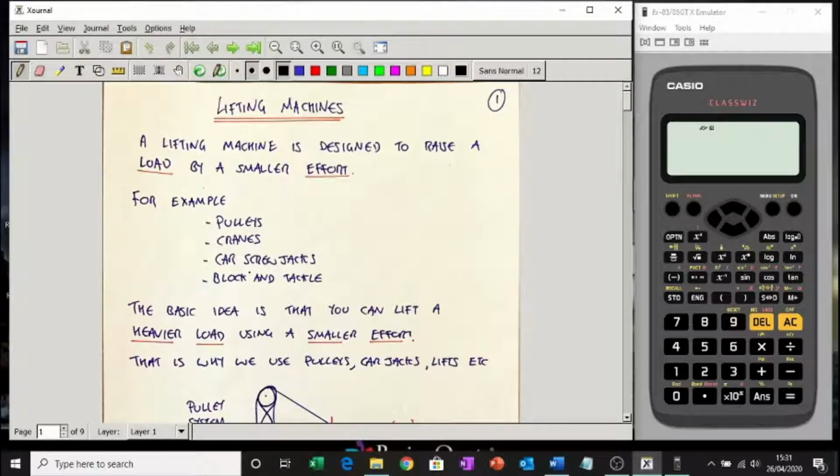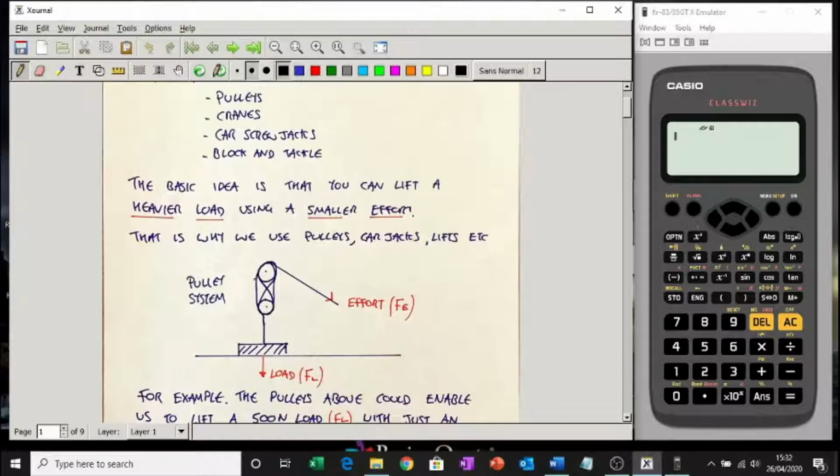If you've got a flat tire, it's quite hard to lift your car up, so we use a screw jack, and the screw jack enables us to lift the car, which is the load, by a smaller effort. And the law of the machines and the lifting machines enables us to do that.